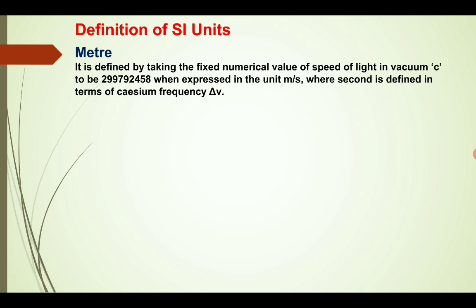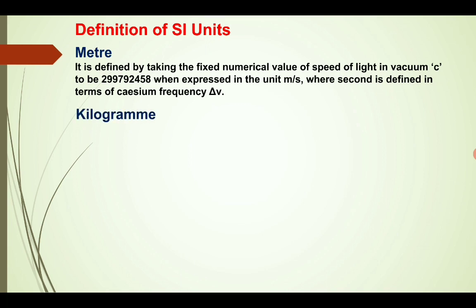Earlier there was another definition of meter: the meter is the length of the path traveled by light in vacuum during the time interval of 1 by 299792458 of a second, and this was given in 1983. But now we are using fundamental constants like Planck's constant, the frequency, and the charge in order to define the SI units, and this was recently changed 2 years back. That is, the definition of meter was changed.